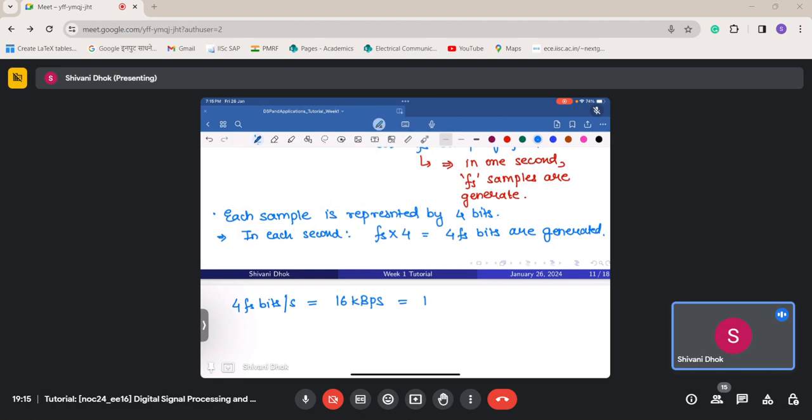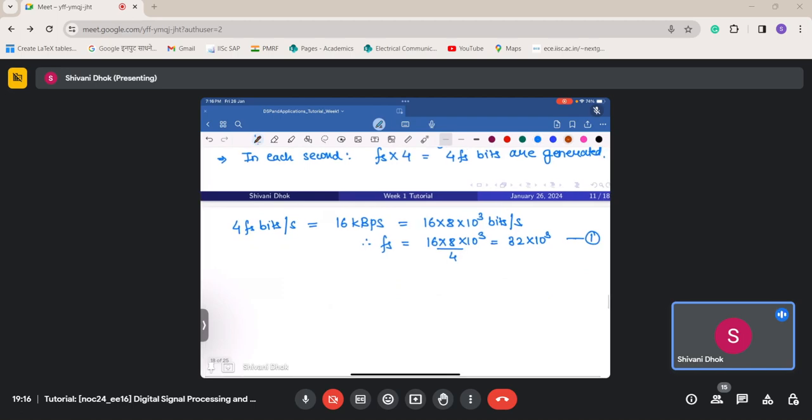So I can write this as 16 into 8 kilobits per second, into approximately 10 raised to 3. It should be 1024, but for simpler calculations, let it be 10 raised to 3 bits per second. Therefore Fs is equal to 16 into 8 into 10 raised to 3 by 4, which is equal to 32 into 10 raised to 3. Okay, so this is the first thing that we are having.